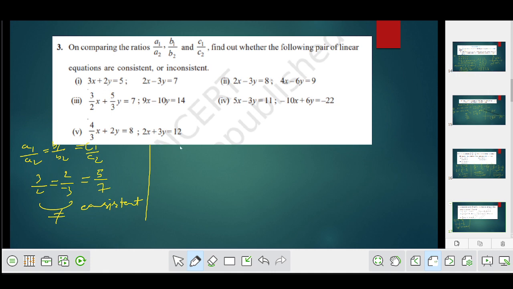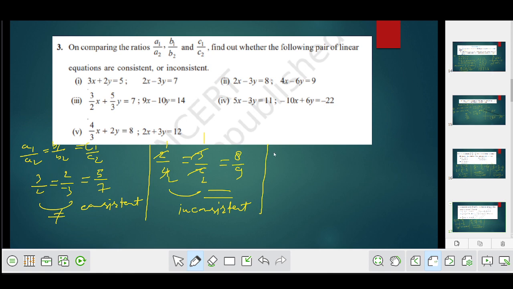Now, second, 2 by 4 and minus 3 by minus 6 and 8 by 9. 2 1s are 2, 2 2s are 4, minus 3 1s are minus 3, 2 3s are 6. These are equal and these are different. That means these lines are parallel. If parallel, that means have no solution. No solution means inconsistent.